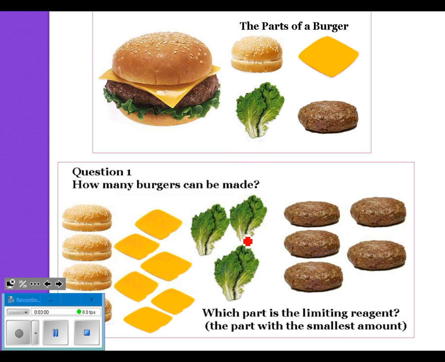Well, now I'm out of lettuce. So I can only make 3 burgers. And what's the limiting reagent? What did I run out of? Well, I ran out of lettuce. So lettuce is the limiting reagent, whereas the buns and the cheese and the burgers I still have excess of. Those would be excess reagents.